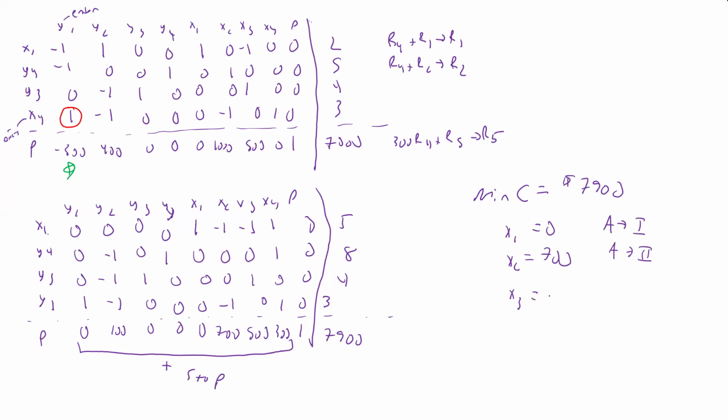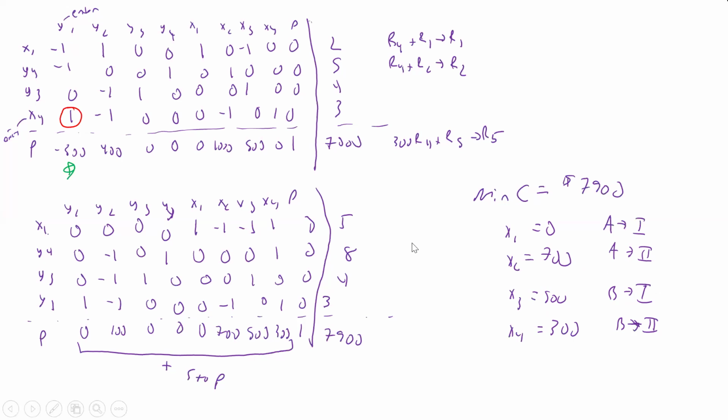X3 is equal to what? 500. That's from B to outlet 1. And X4 is equal to 300. And that's from B to outlet 2. So these are the number of computers shipped from A to 1, A to 2, B to 1, and B to 2. So that looks to be our solution to that one.